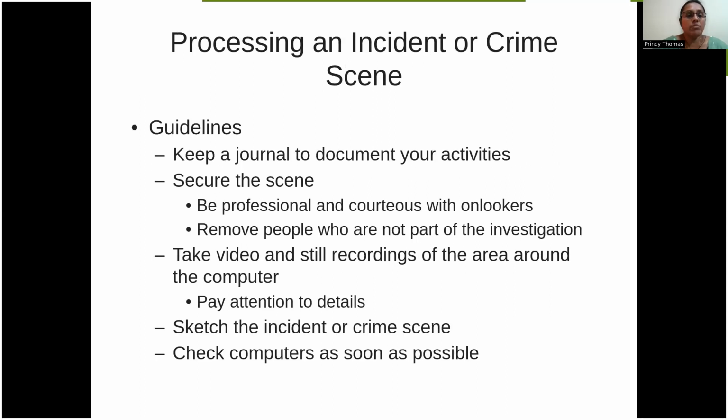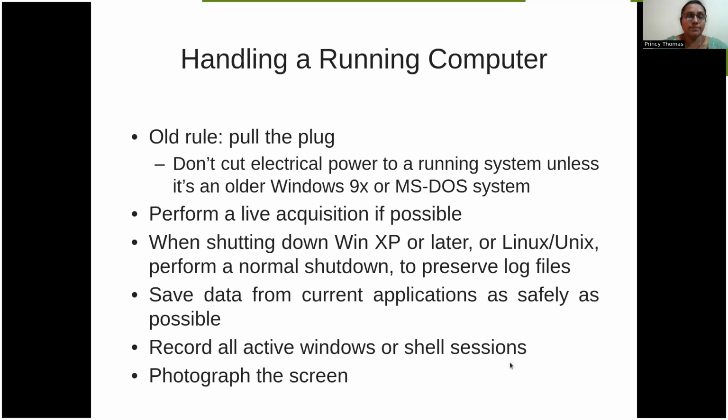Then some of the guidelines for processing an incident or crime scene. Keep a journal. Everything should be documented. Every activity should be documented. The scene should be secured. Be professional and courteous with onlookers and remove people who are not part of the investigation. Take videos and still recordings. We've seen all this in the first chapter. Pay attention to detail. Sketch the incident or crime scene if required. Check computers as soon as possible.